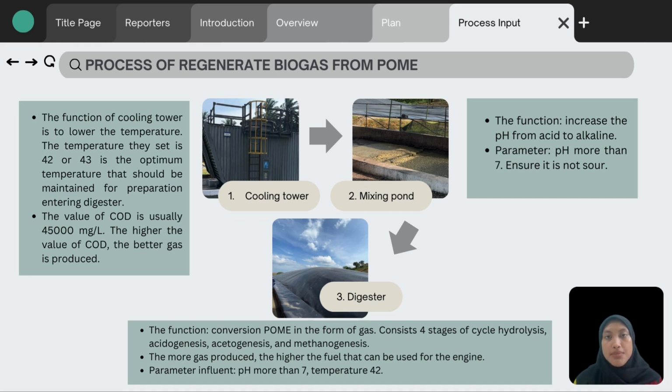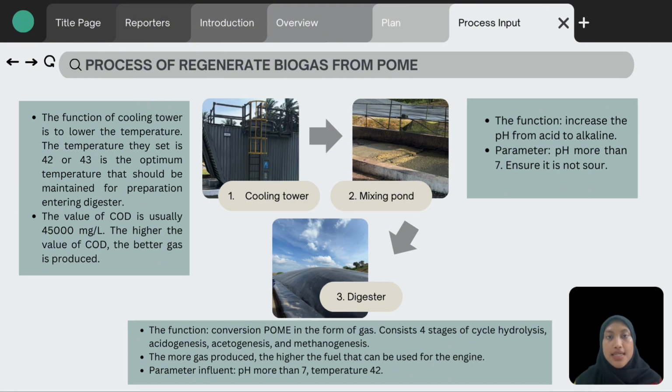The second process is the mixing pond. The function of the mixing pond is to increase the pH from acid to alkali. In this process, POME will be mixed continuously until it reaches a pH of more than 7, and this is also to ensure the POME will not become sour.